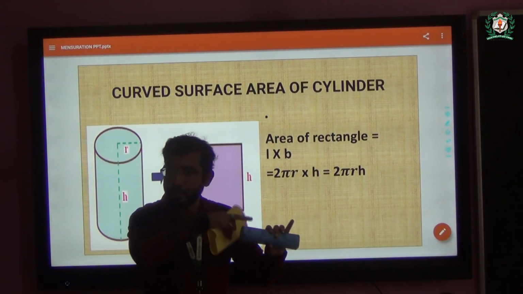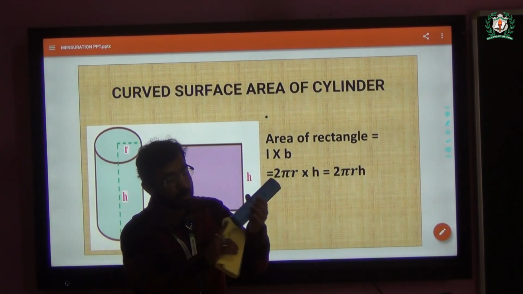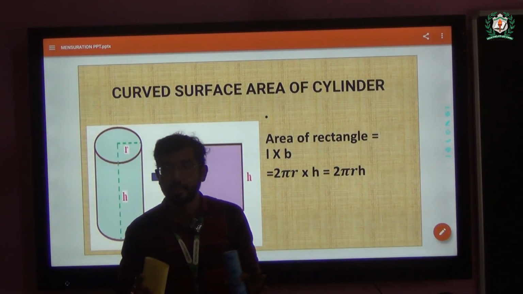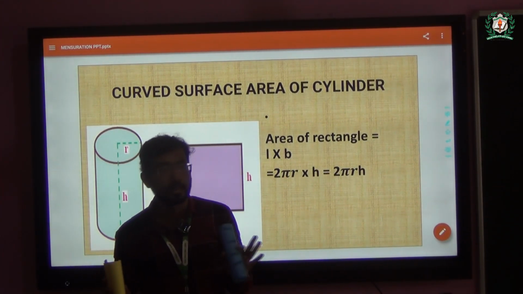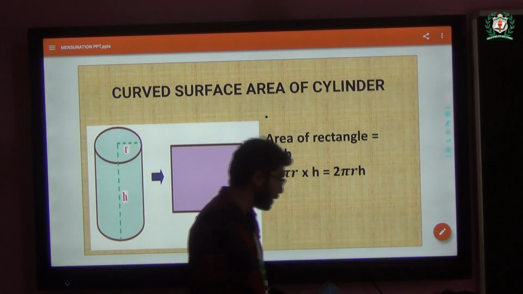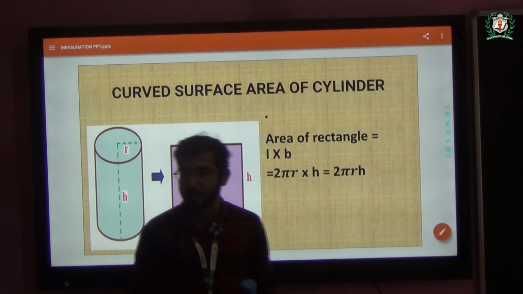Total surface area. So something we have not done previously. We have done the curved surface area only, means this curved part. Now we are taking these two circles also along with the curved part, and we will get the total surface area of the cylinder. So next our topic is total surface area of cylinder.